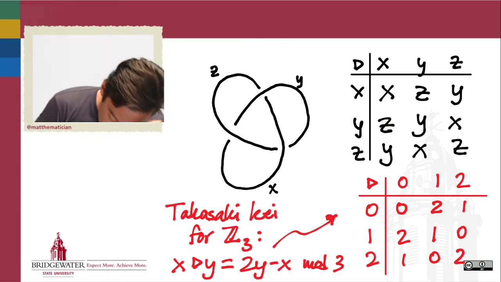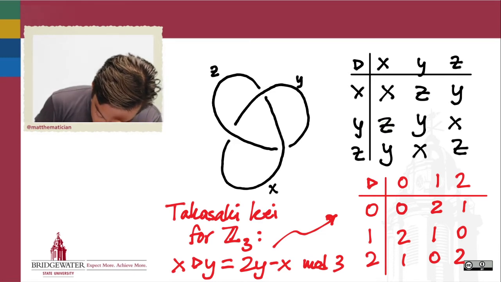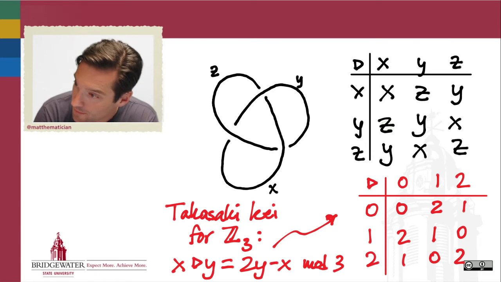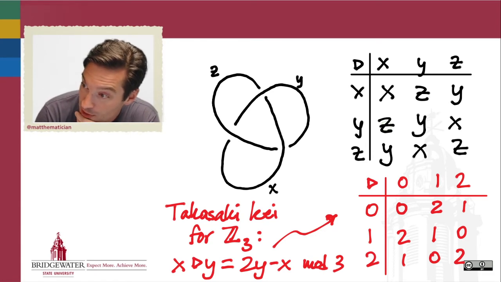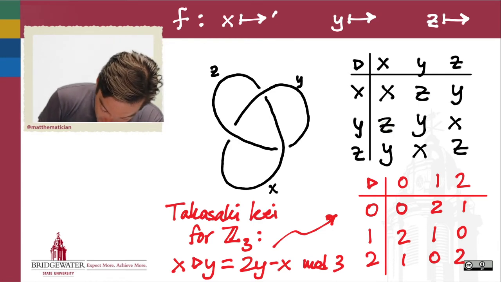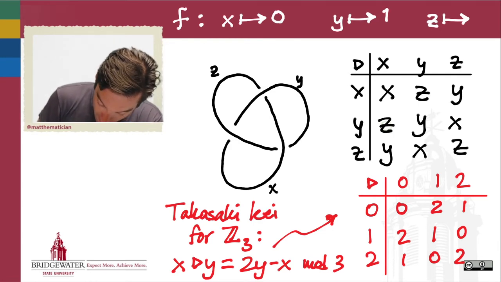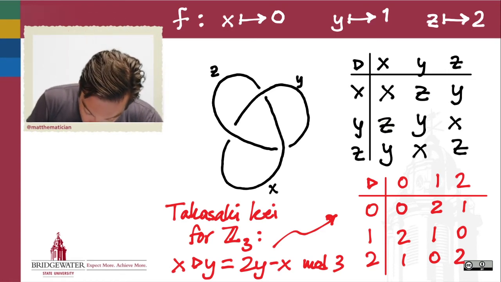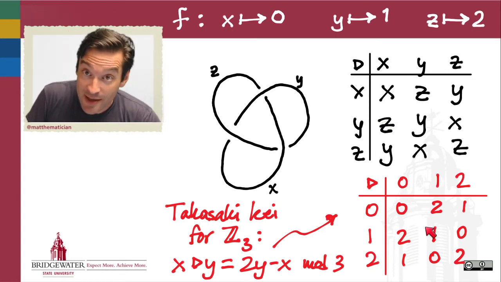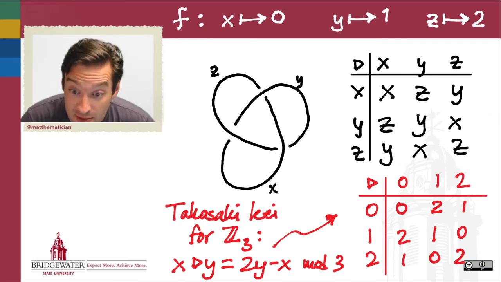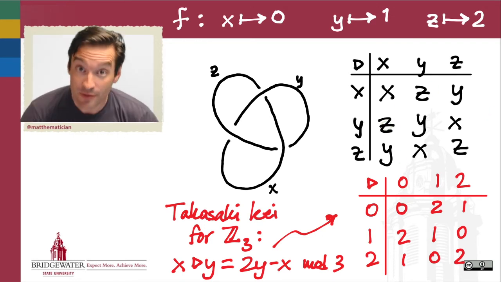What is the relationship between these two Keis? At the level of algebraic structure, what do we see? We can come up with a relationship between these two Keis by associating 0 to x, 1 to y, and 2 to z, and observing that the 0, 1, and 2 in this Takasaki Kei interact in exactly the same ways that respectively the x, y, and z did in the fundamental Kei of the trefoil.